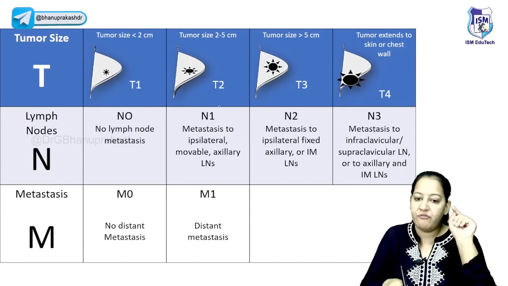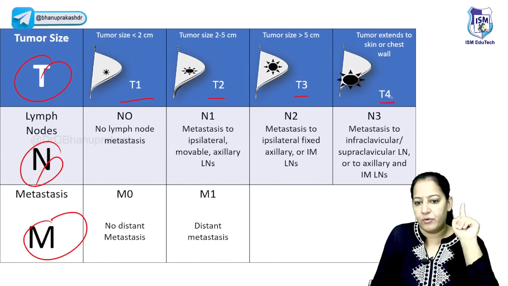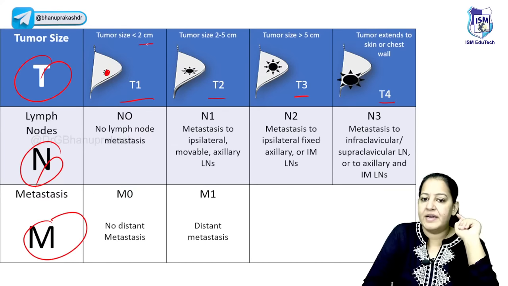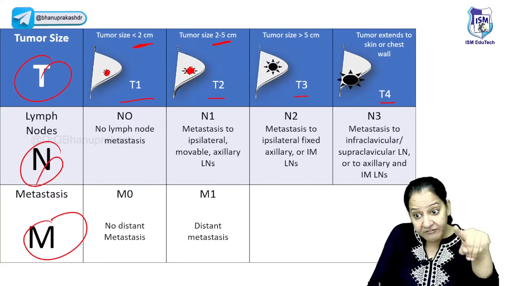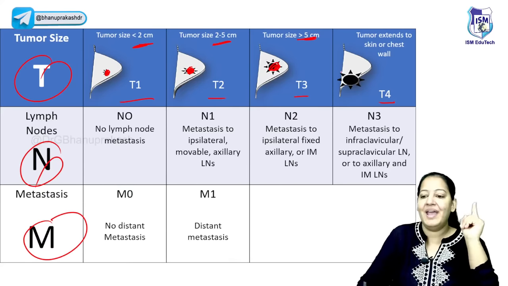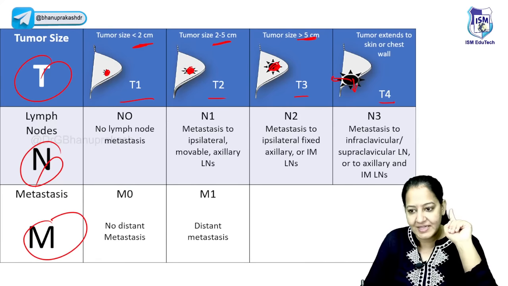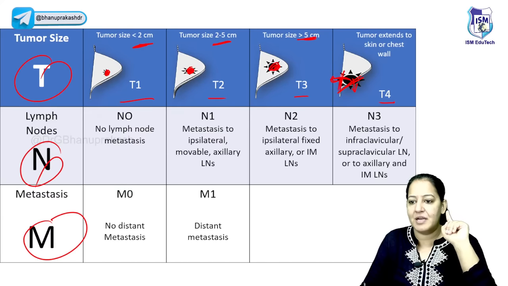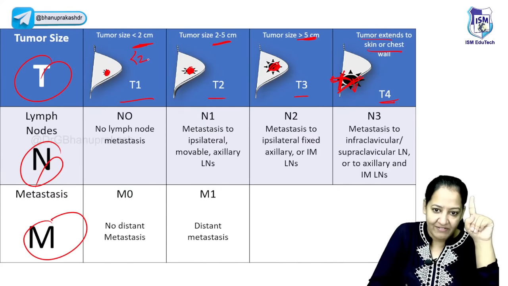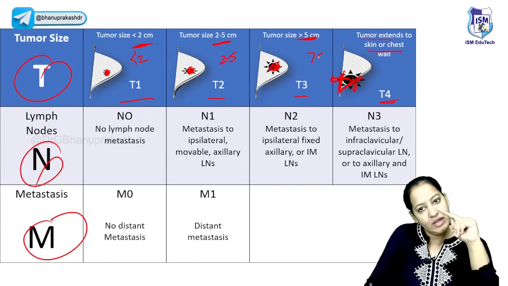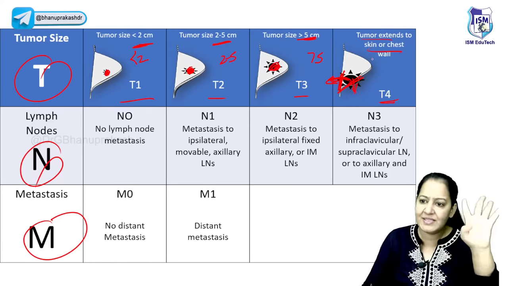We divide into four T. Look for T, look for N, look for M. How many T? T1, T2, T3, T4. If the tumor is less than 2 cm, it's T1. If it is 2 to 5 cm, it's T2. If it is more than 5 cm, it's T3. And if it is extending and involving the pectoralis muscle below or the skin above, it is known as T4, whatever the size. So less than 2 is T1, 2 to 5 is T2, more than 5 is T3, and if it is involving either the pectoralis muscle below or skin above, whatever the size, it's T4.